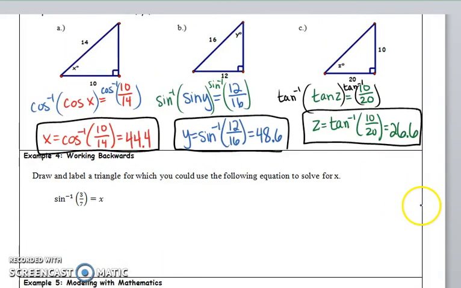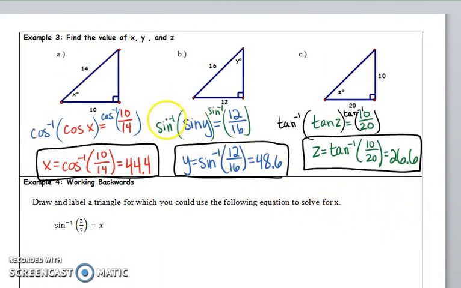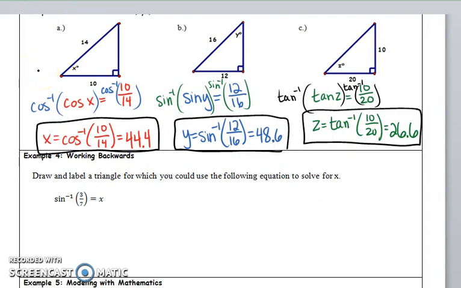So I'm going to keep moving on to the next example, example 4. Example 4 wants us to draw and label a triangle for which you could use the following equation. So they don't want us to actually solve. They just want us to draw a triangle that literally represents the situation. So I'm going to draw a right triangle just because I know we're dealing with a right triangle if we're dealing with trigonometry.